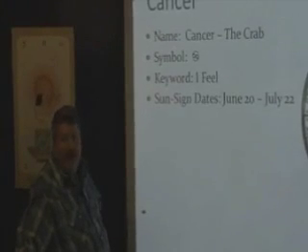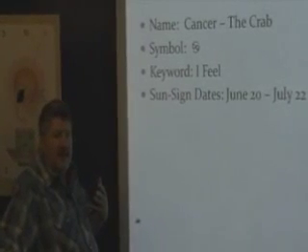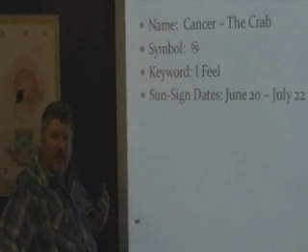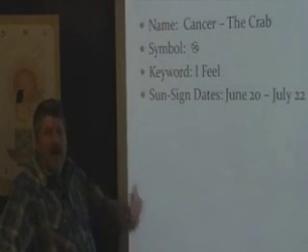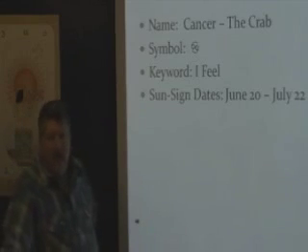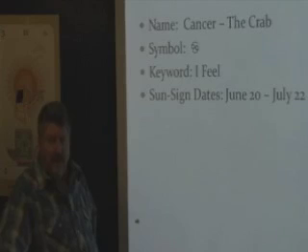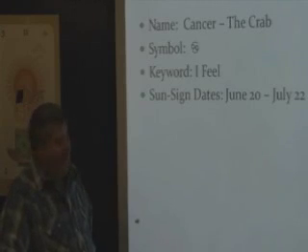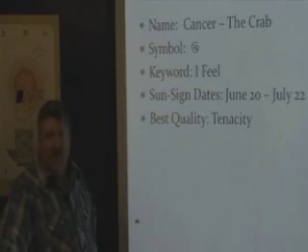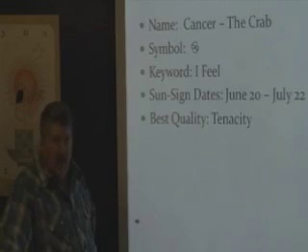So, the keyword is I feel. He describes it as the breast. Cancer is the sign of nutrition, so it's both how we feed ourselves and how we feed our offspring. Only applicable generally to the female of the species because there are few lactating males. It's a symbol, yes. So the sun moves through Cancer June 20th through July 22nd, and also in line with the claws of the crab, he says tenacity is their best trait.